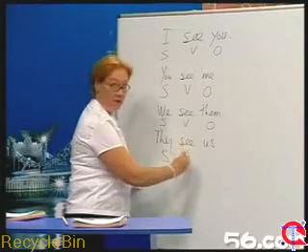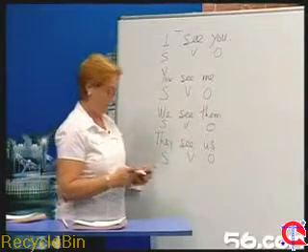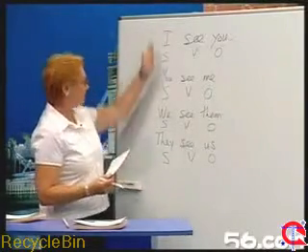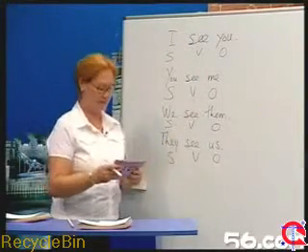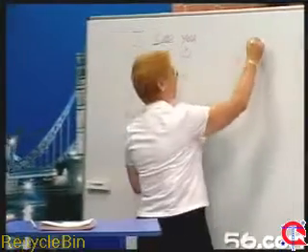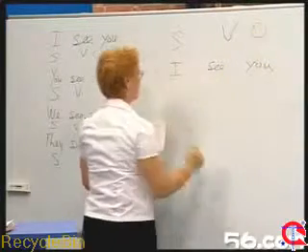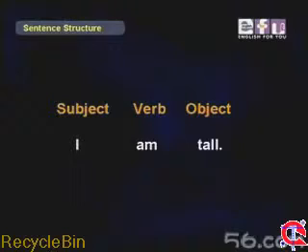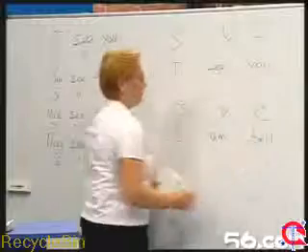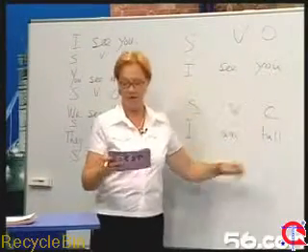Subject, verb, object. Okay, now remember, in sentence structure, subject, verb, object, or complement. Okay? So, subject, verb, I see you. This is the object. Or subject, verb, complement. I am tall. Okay? Subject, verb, object, or complement.